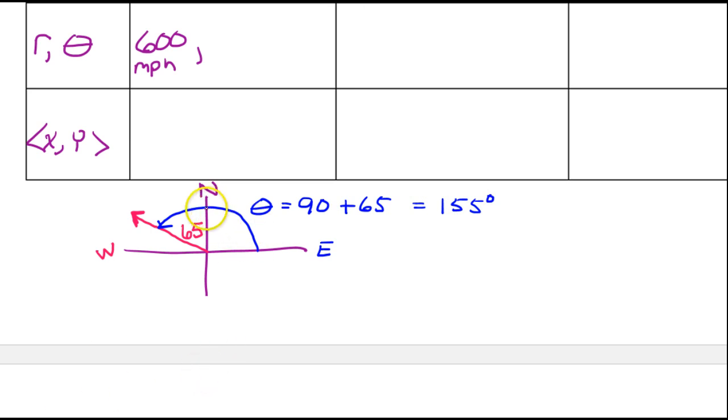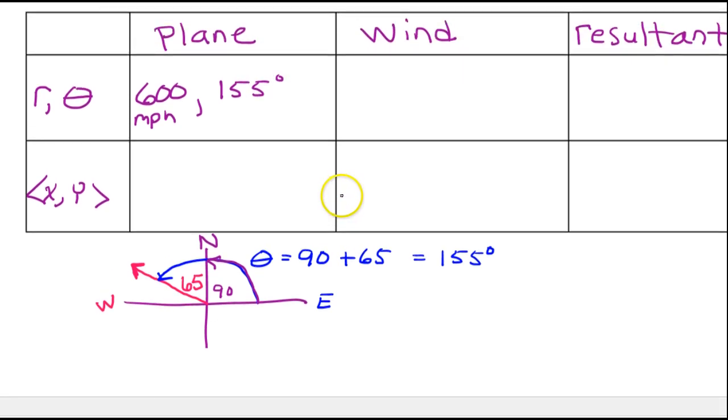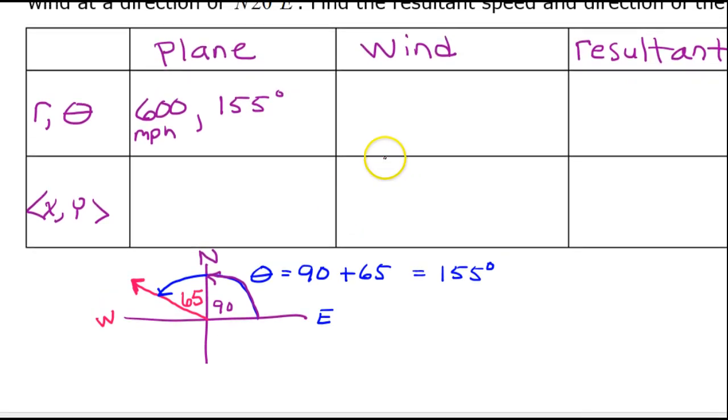And hopefully you can see that I'm doing this because as I travel from the positive x-axis to here, I've gone 90 degrees so far, and then I have to go the extra 65 degrees that they gave us. So magnitude and direction, the magnitude was 600, the direction is 155 degrees. Okay, now we need to do the same thing for the wind.